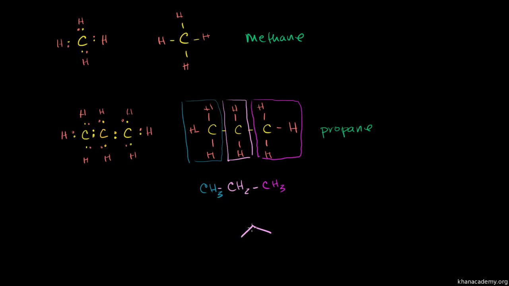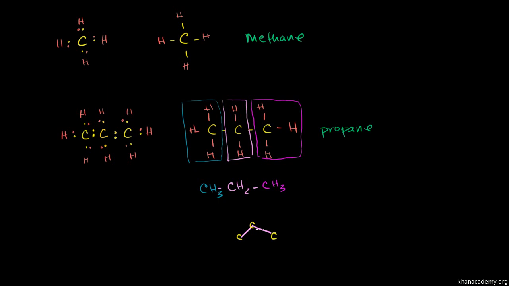But when you see something like this, you assume that the endpoints of any lines have a carbon on it. So if you see something like that, you assume that there's a carbon at that endpoint, a carbon at that endpoint, and a carbon at that endpoint. And then you know that carbon makes 4 bonds. There are no kind of charges here. All of the carbons are going to make 4 bonds.